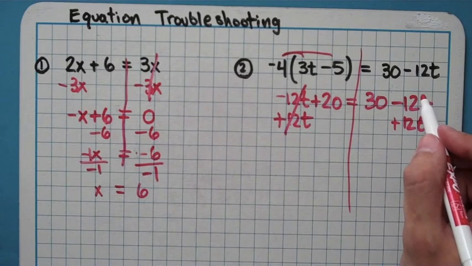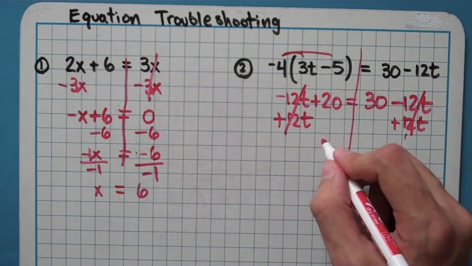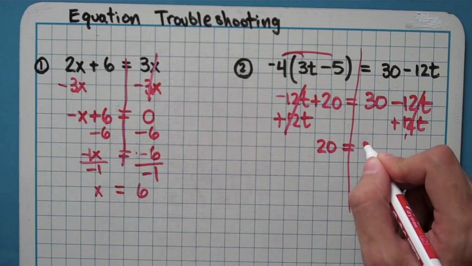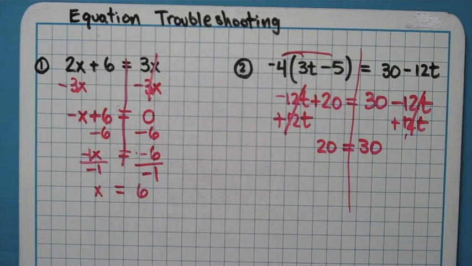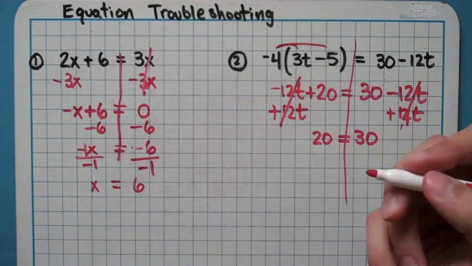Well, the unfortunate thing is it went away over here too. Negative 12t, they canceled on both sides. So all I have left here is 20 equals 30. There's no more variable in that problem. That's a problem for us. 20 obviously does not equal 30. That's not correct. So this problem has no answer.